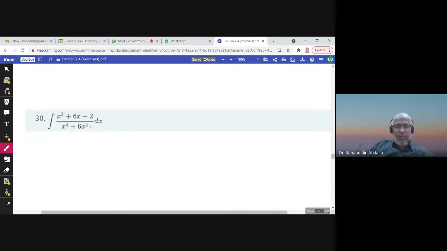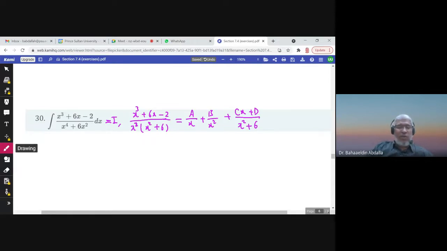Degree 3, degree 4, proper rational function. Let me take x squared as a common factor. I'll have x squared times (x squared plus 6) in the denominator. So x squared is a linear factor repeated twice, and x squared plus 6 is an irreducible quadratic factor. I can find b, only b, using our method by canceling x squared and replacing x in the left-hand side by 0. So I'll have negative 2 over 6. So b is negative 1 over 3.